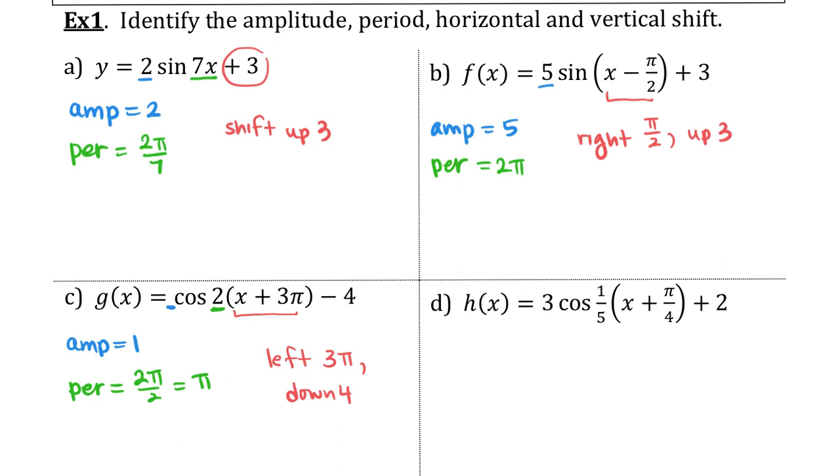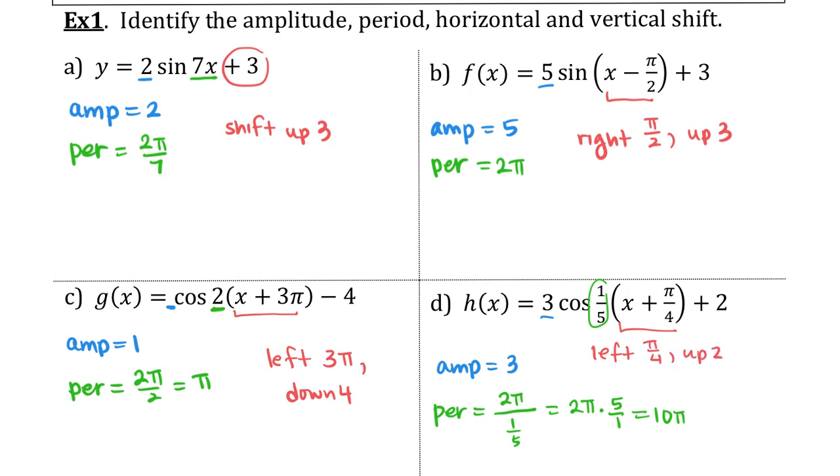Okay, one more. Amplitude, 3. Period. Normally the period is 2 pi. Uh-oh, there's a 1/5. So I need to do 2 pi divided by 1/5. What is 2 pi divided by 1/5? Should we do complex fractions or should we multiply by the reciprocal? Let's do reciprocal. If I do 2 pi divided by 1/5, I'm multiplying by the reciprocal, which means the period is actually 10 pi. So the fraction makes the period bigger. And then any translations? X plus, so this goes left, pi over 4, and then it goes up 2.